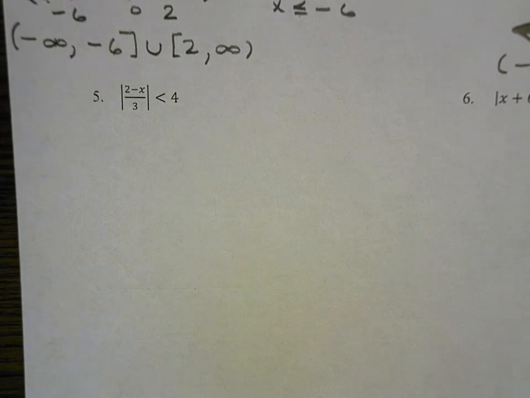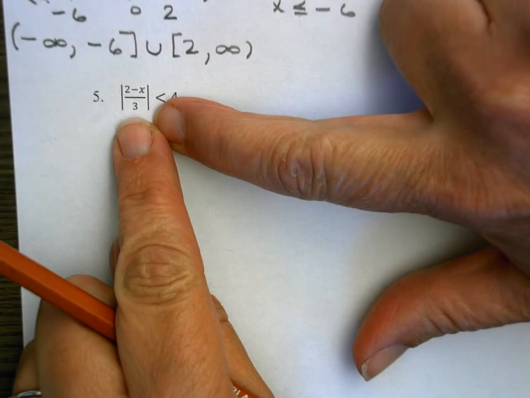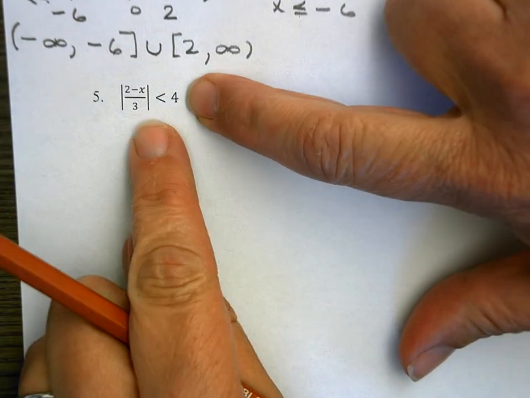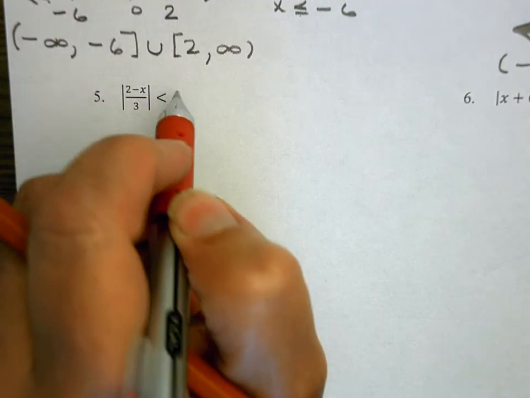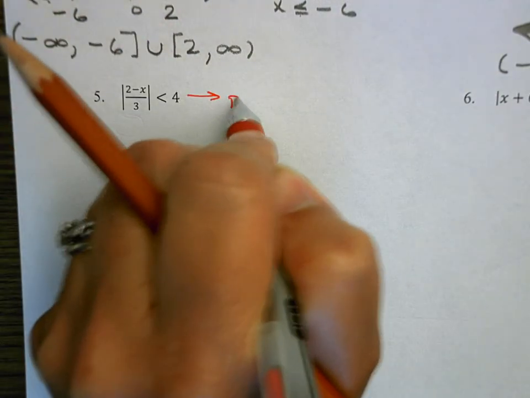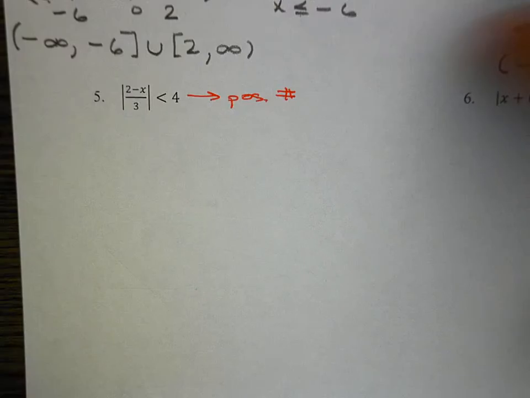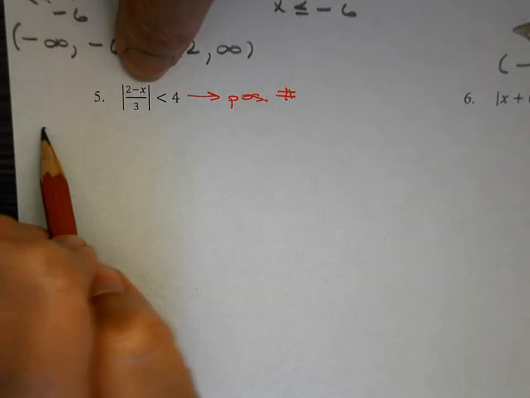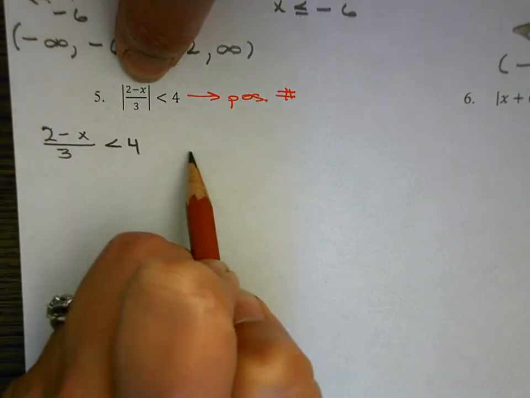So for this one right here, the absolute value is already isolated. So then I just need to set up my 2 equations because this is a positive number, right? Because it's already isolated, I'm going to set up my 2 equations. So I would have 2 minus x over 3 less than 4. And then my other one would be the negative version of that.